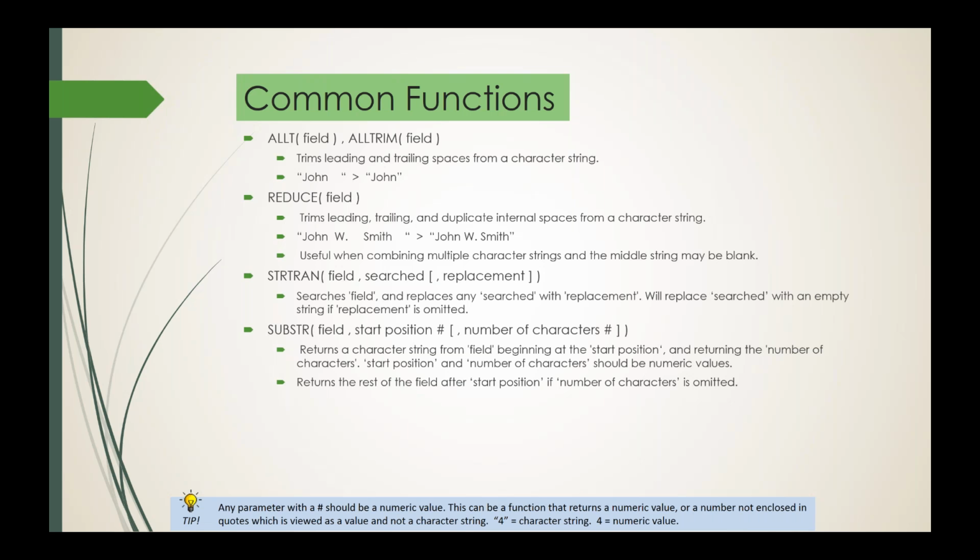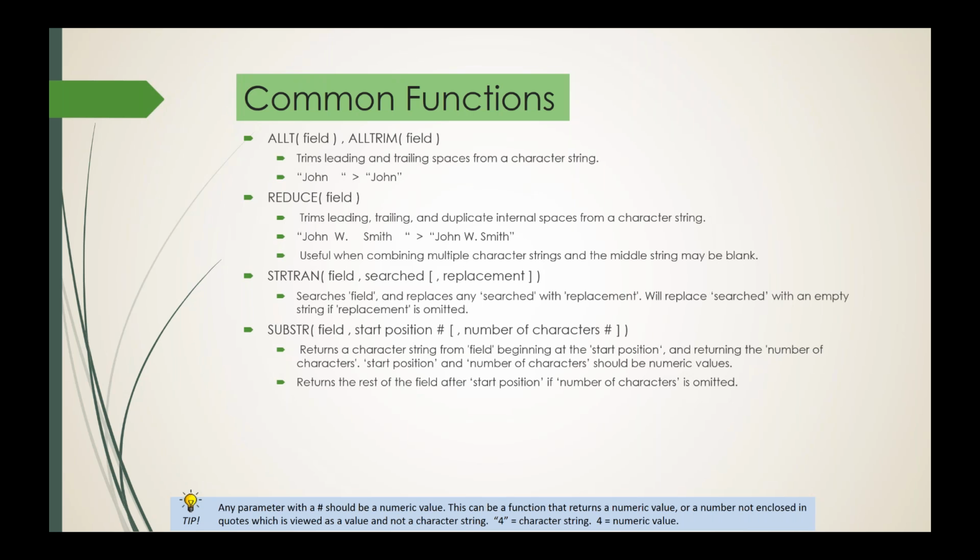And then we have substring. So string tran was like a find and replace. We found a certain character or a certain expression character string within a field, and we replaced it with something. What substring is doing is it is searching for a certain position in a character string and returning everything after that specific searched expression. So the parameters that we're going to provide for this are a field. We're usually going to have a particular field that a function is working on. Then we're going to have a start position, which is going to be an actual numeric value.